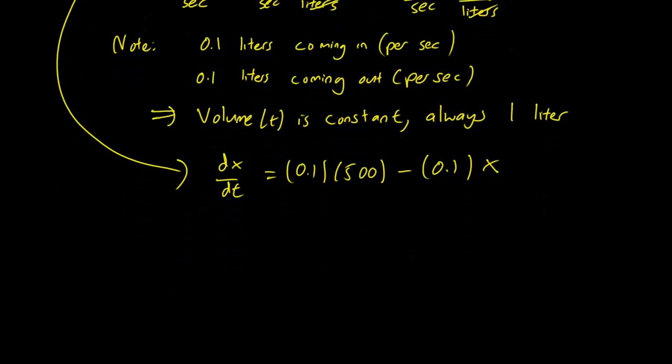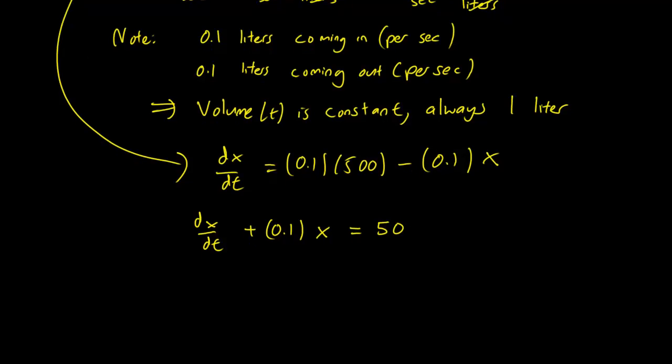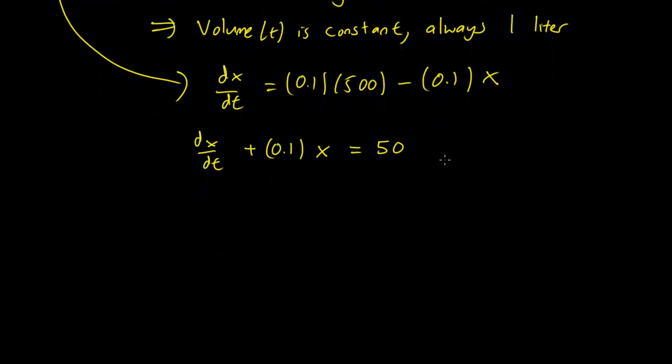Alright, so this is a differential equation we can solve by integrating factors. So let's move everything to the left. I mean all the x terms to the left. This is going to be dx/dt plus 0.1x equals 50. Alright, and this is a problem that we can solve by integrating factors. So we multiply both sides by the integrating factor. Remember that we care about the coefficient of the x term here.